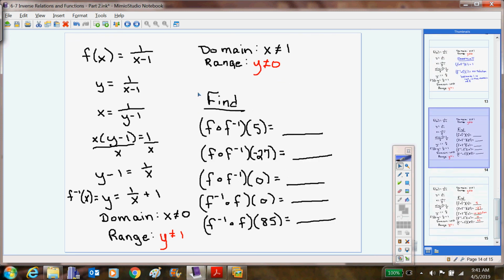So with this one, how much is f of f inverse of 5? 5. How much is f of f inverse of negative 27? Negative 27. How much is f of f inverse of 0? No solution, because this is a restriction. This one, f inverse of f of 0, is 0, because the domain restriction for the original is that it can't be 1. And this one's just 85.